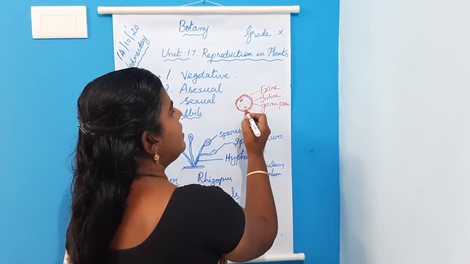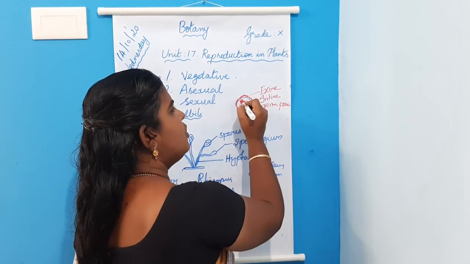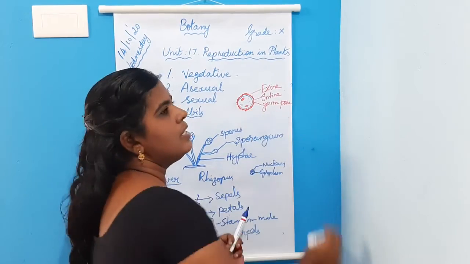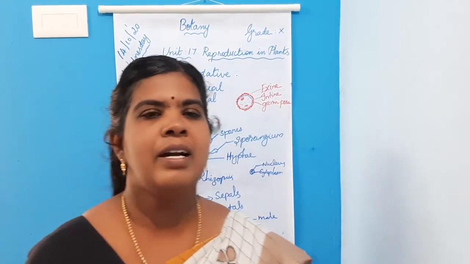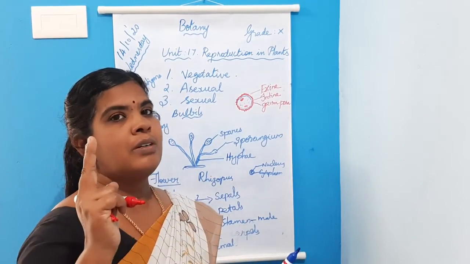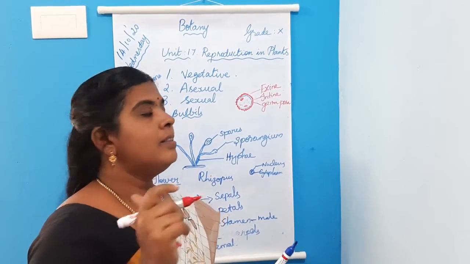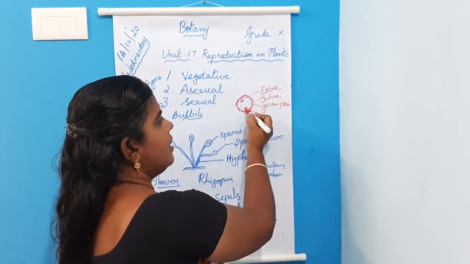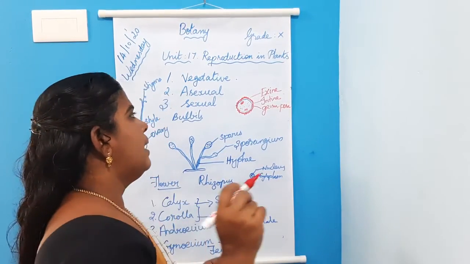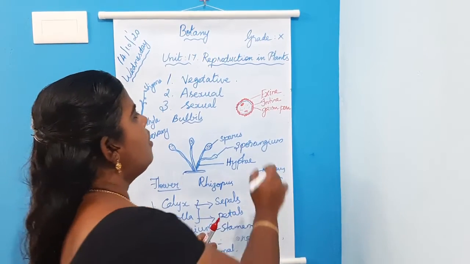This vegetative nucleus is large and the generative nucleus is small. The generative nucleus divides and forms two male gametes. This generative cell divides mitotically and produces two male gametes. This is the structure of pollen grain.